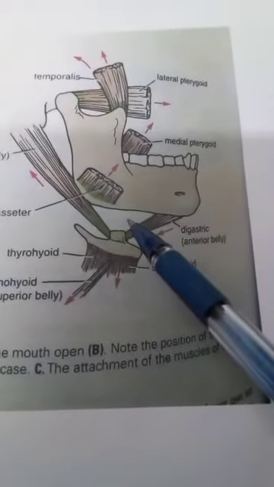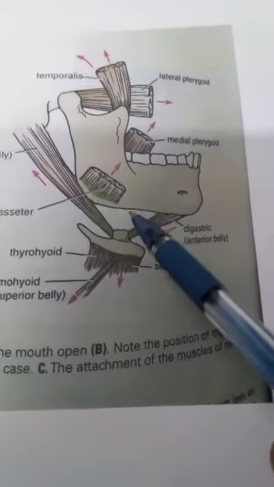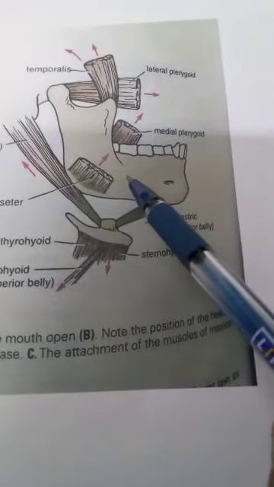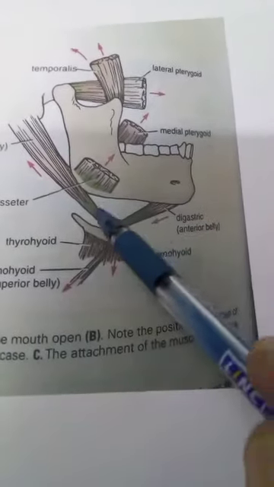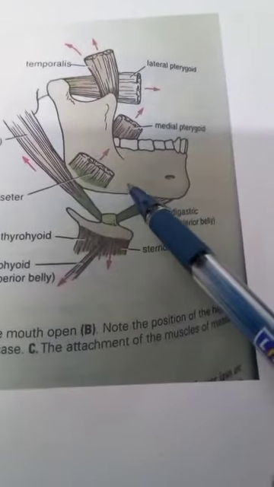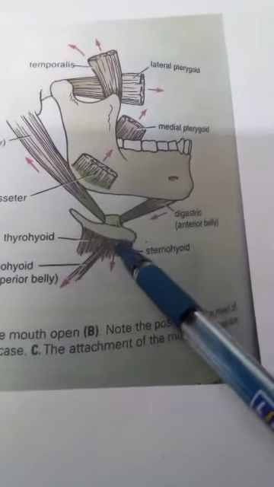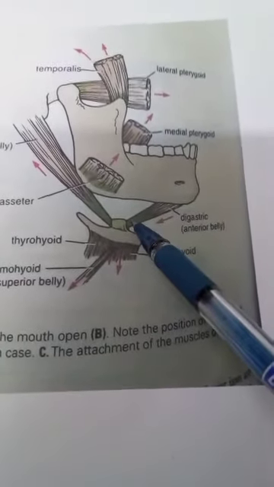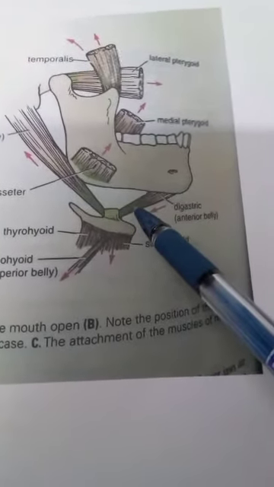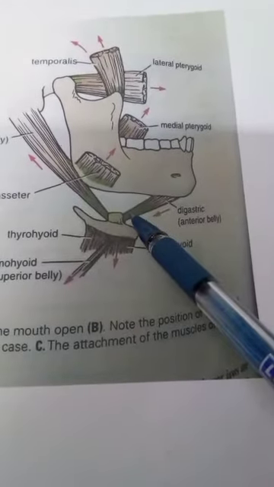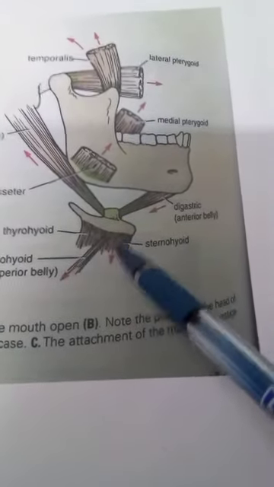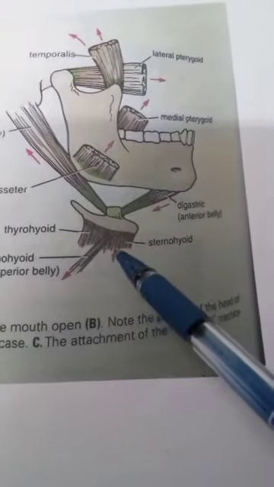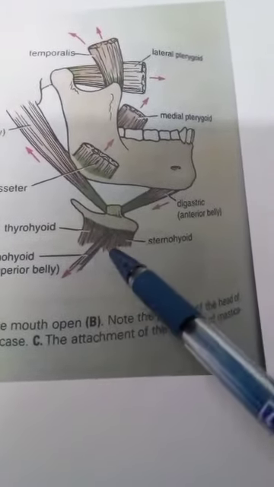digastric, mylohyoid, geniohyoid. The last three muscles, namely digastric, mylohyoid and geniohyoid, are acting from the hyoid bone, which is kept fixed by the infrahyoid muscles, namely sternohyoid, thyrohyoid and omohyoid.